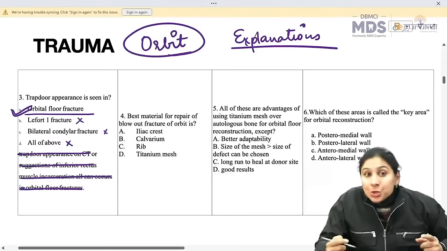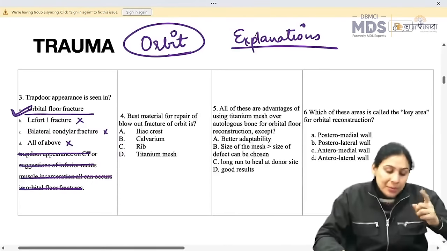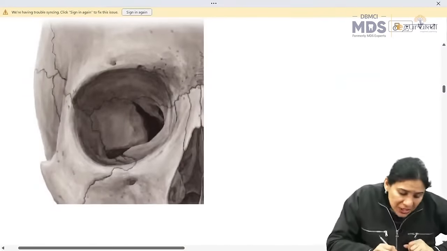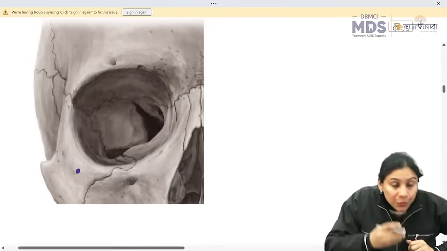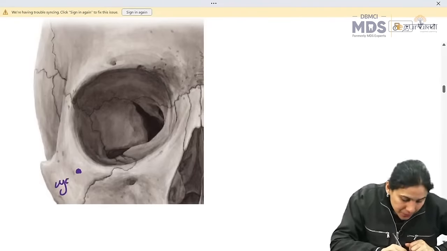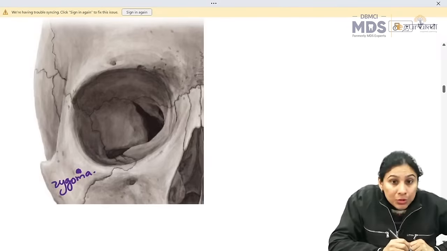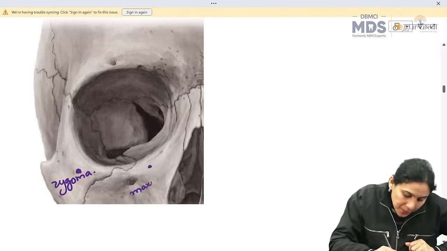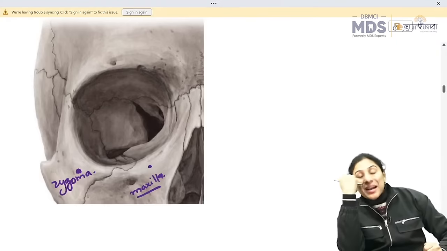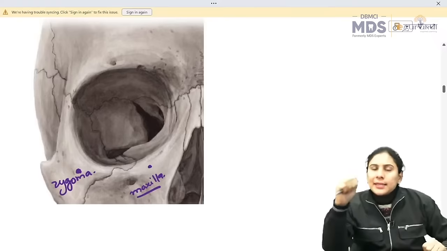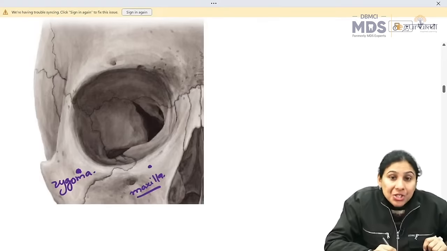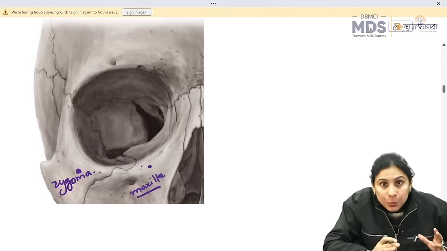Have you gone back and understood what is a trapdoor fracture? Let me tell you. If this is our orbit, okay? You can see that the floor of the orbit is made up of the zygoma here. So this is the zygoma, or the zygomatic bone. And this is my maxilla. When there is a punch on the orbit, or a direct injury to the orbit, there is a fracture in one of these bones or both of these bones.